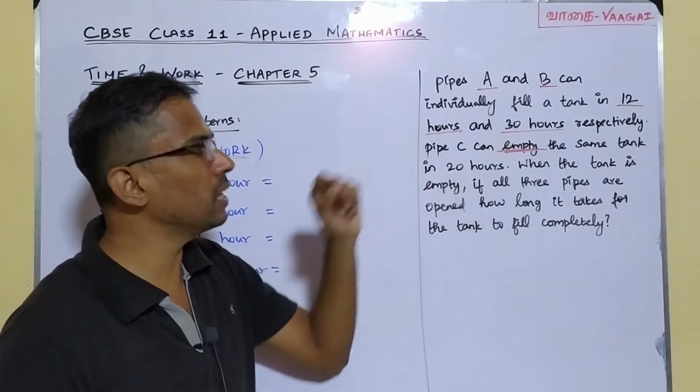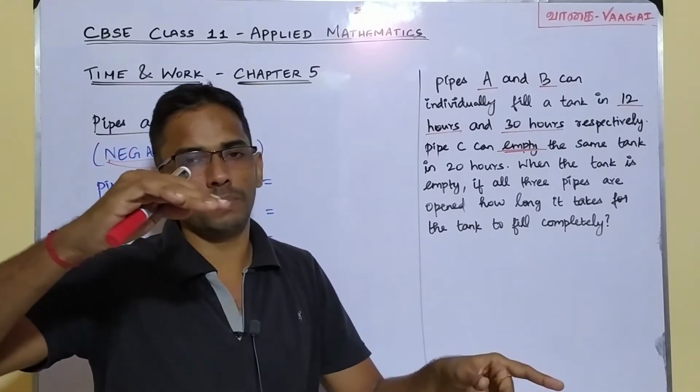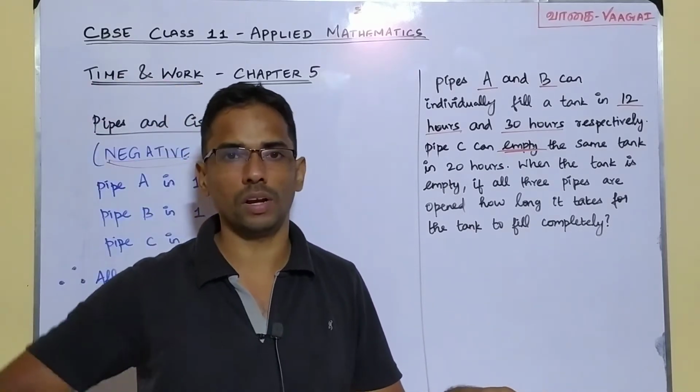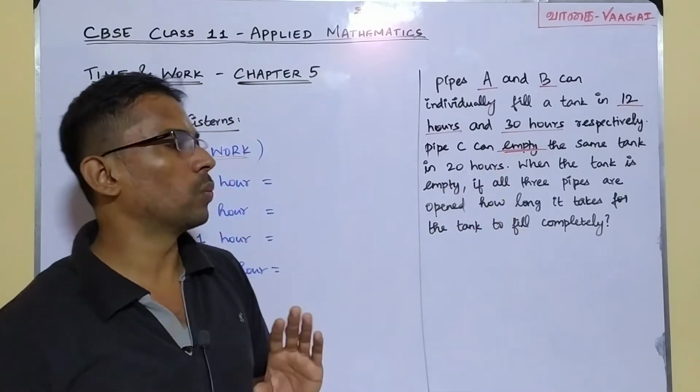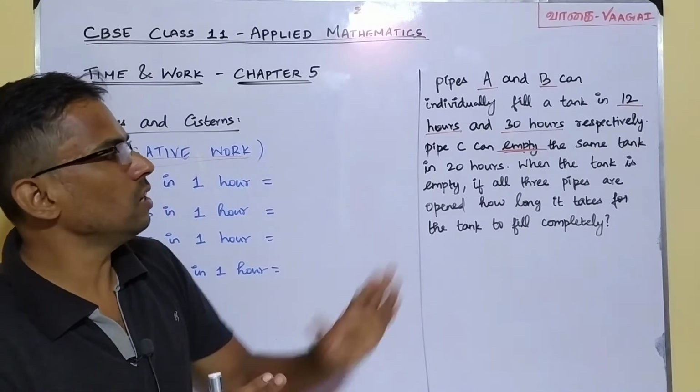So pipe C can empty the tank in 20 hours. That is, when the tank is full, if you turn on this pipe C, what happens? It will drain all the water. It will empty the tank in 20 hours. This is what pipe C is doing. Okay, fine. Continue the question.